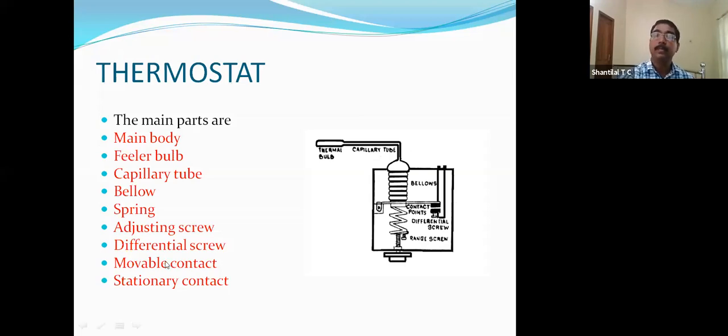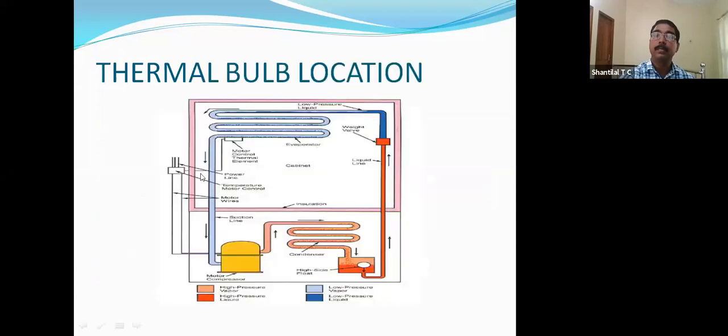See, this is the sketch of the thermal bulb location. This is the thermostat, and the thermostat has a capillary tube and a feeler bulb. This feeler bulb is clamped to the last coil of the evaporator, and the electrical circuit is connected in series with the compressor motor. This is the electrical connection, then the feeler bulb connection. The feeler bulb will be clamped to the last coil of the evaporator.